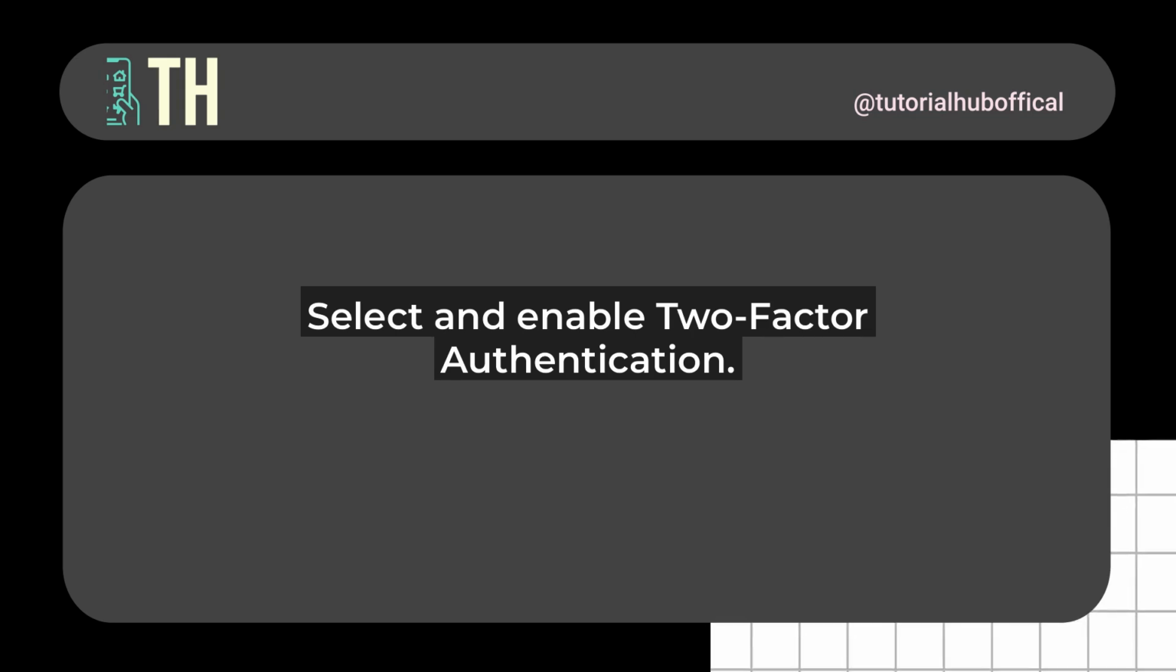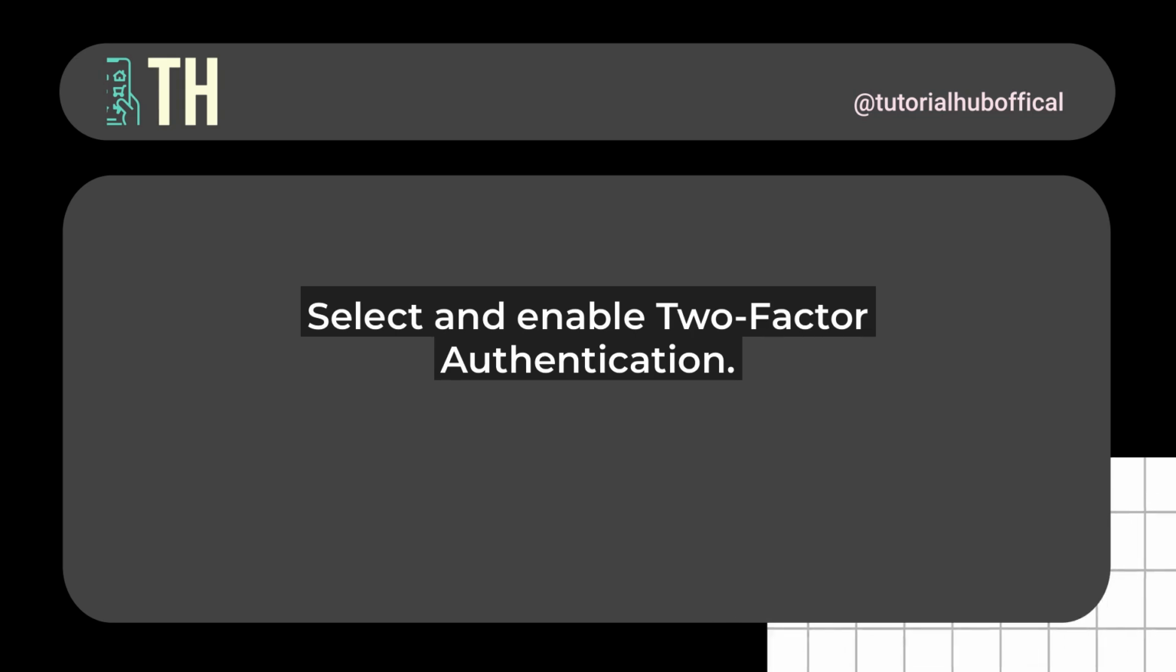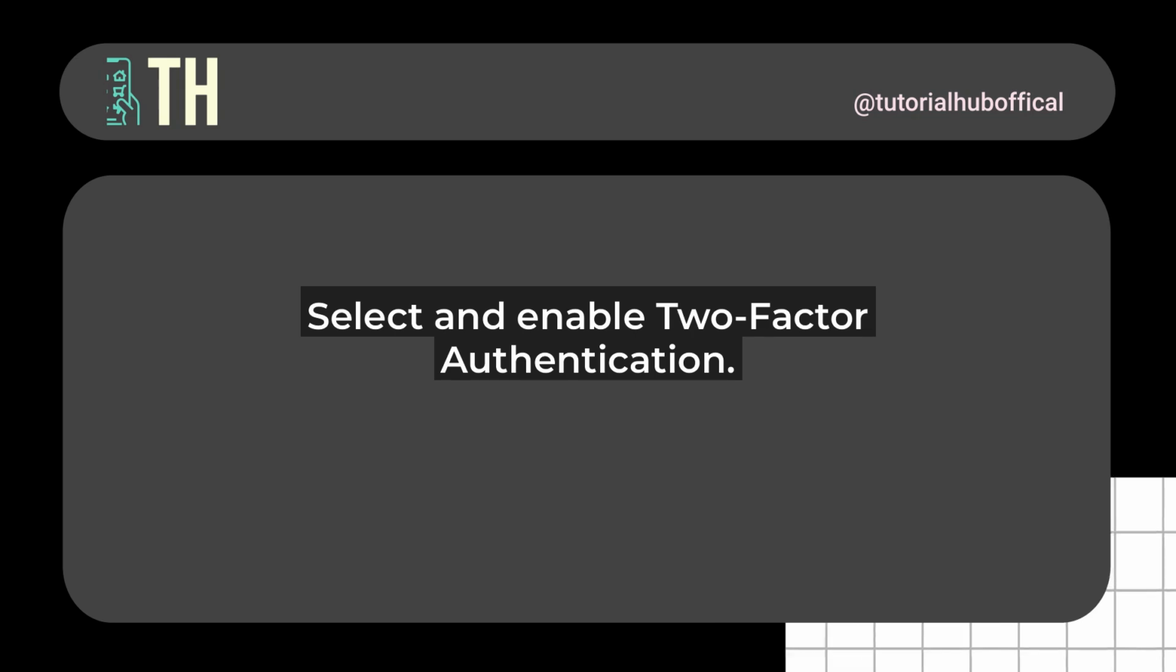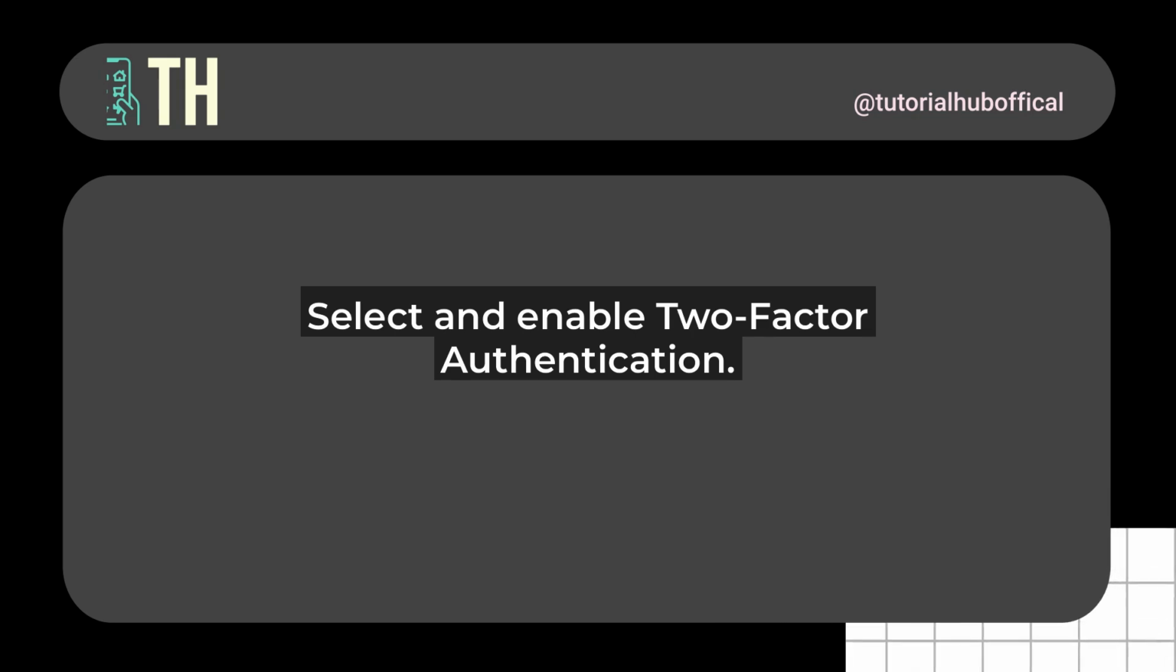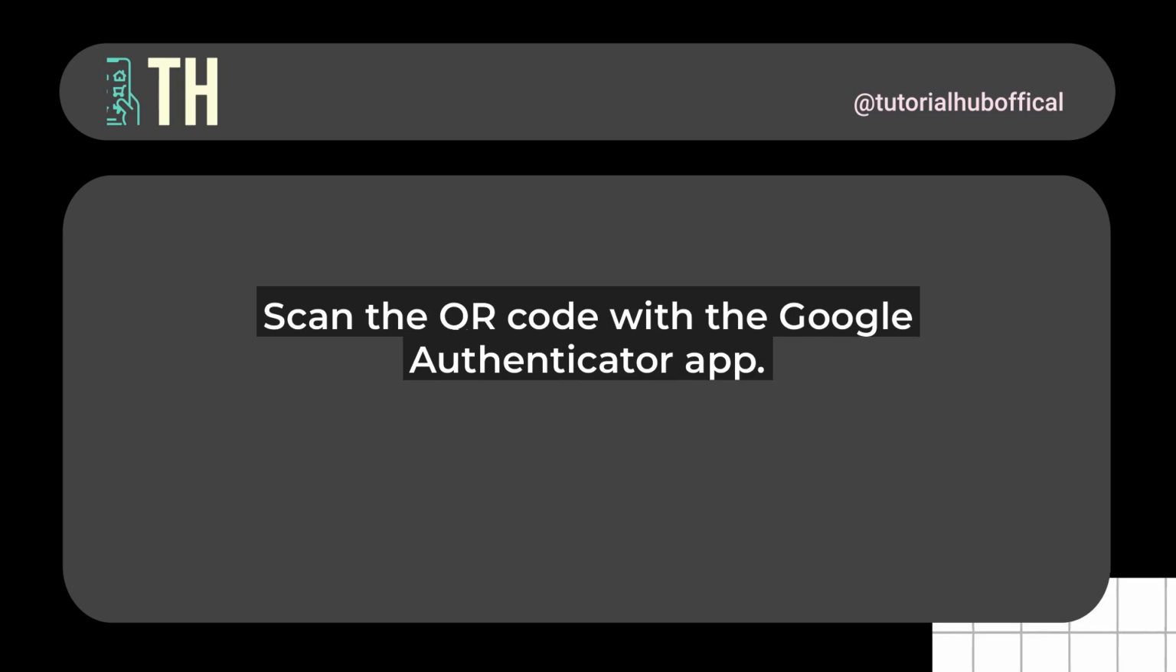Step 3. Gate.io will generate a QR code on your screen. Open the Google Authenticator app on your phone, tap the plus icon to add a new account, and scan that QR code with your camera. If scanning doesn't work, you can manually enter the secret key provided on the screen.